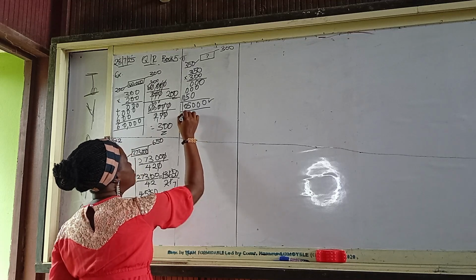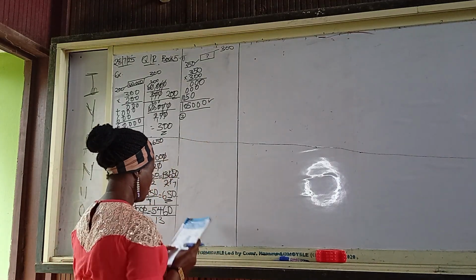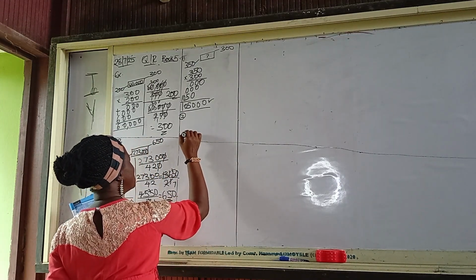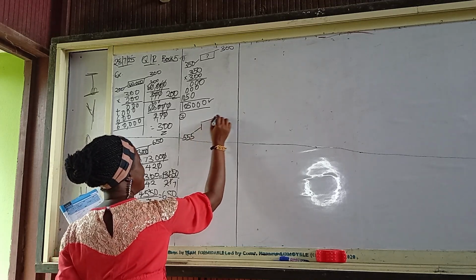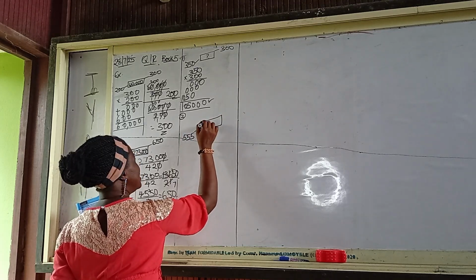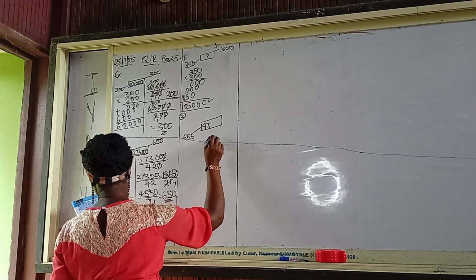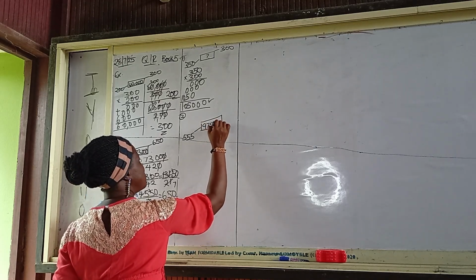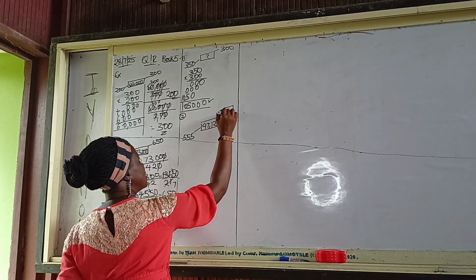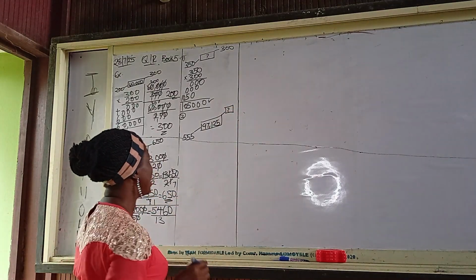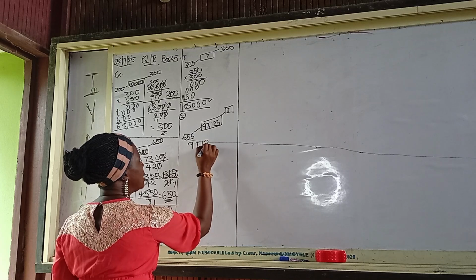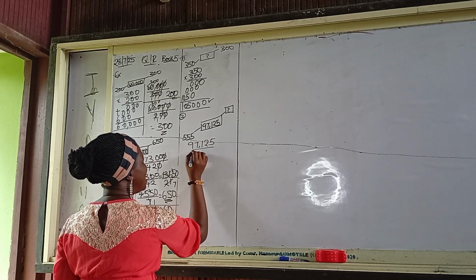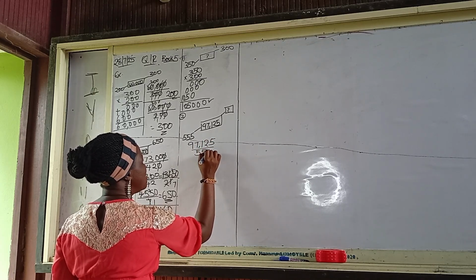So now to our number 2, we are given this 555. And this time around, we are given the number in the box, which is 97,125. And this is not given. So what are we going to do now? It's going to be division. So that would be 97,125 divided by 555.